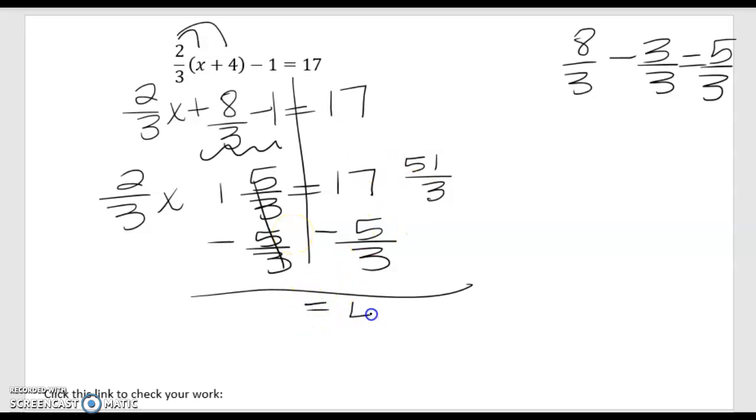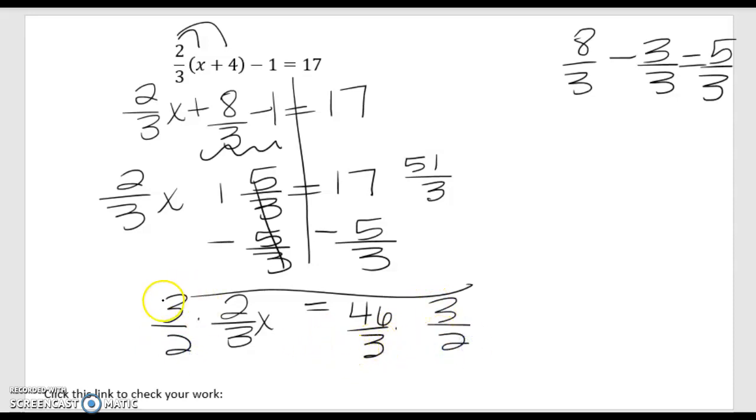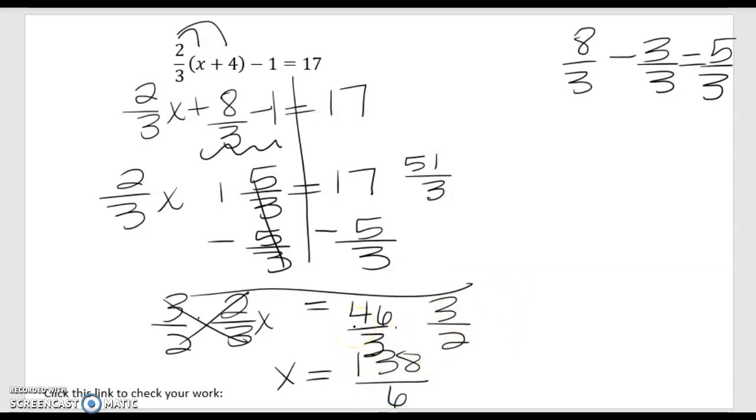So I'm looking at 46/3 equals 2/3 x. Multiply by the reciprocal. I have x equals 46 times 3 is 138 over 3 times 2 is a 6. 138 divided by 6 is 20.